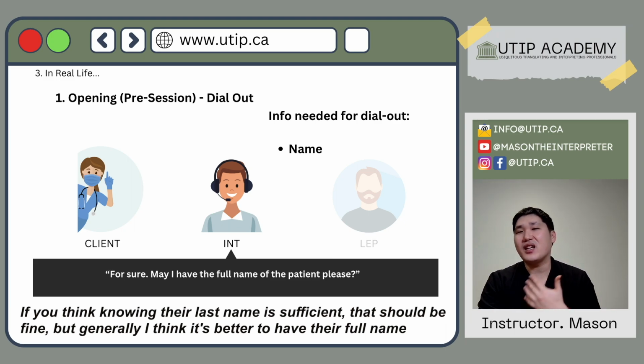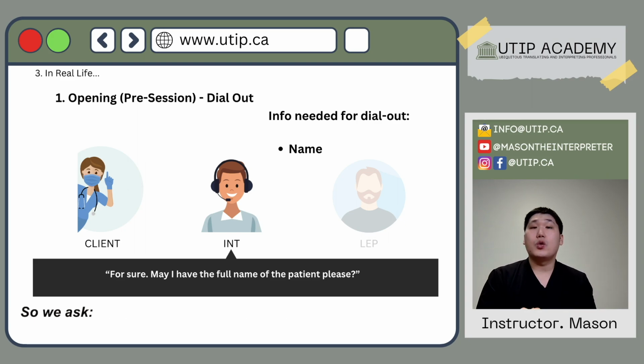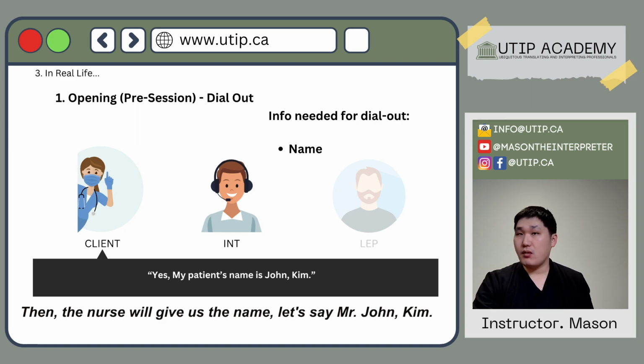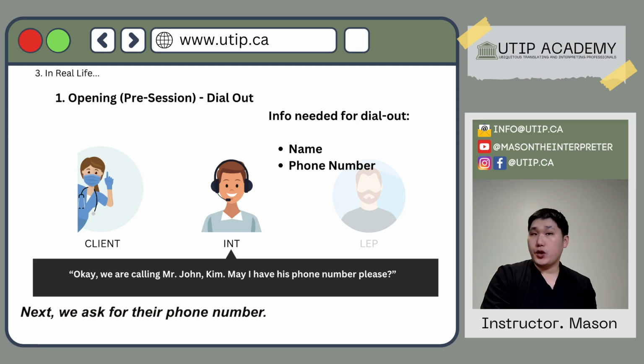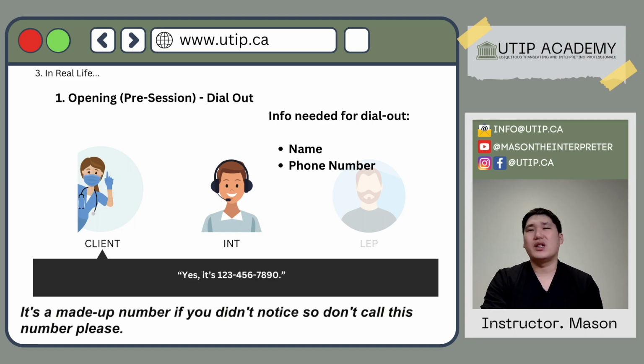But generally, I think it is better to have their full name, just in case we run into trouble identifying them. So we ask, may I have the full name of the patient, please? Then the nurse will give us the name, let's say Mr. John Kim. Next, we ask for their phone number. Yes, it's 123-456-7890. It's a made-up number if you didn't notice, so don't call that number, please.